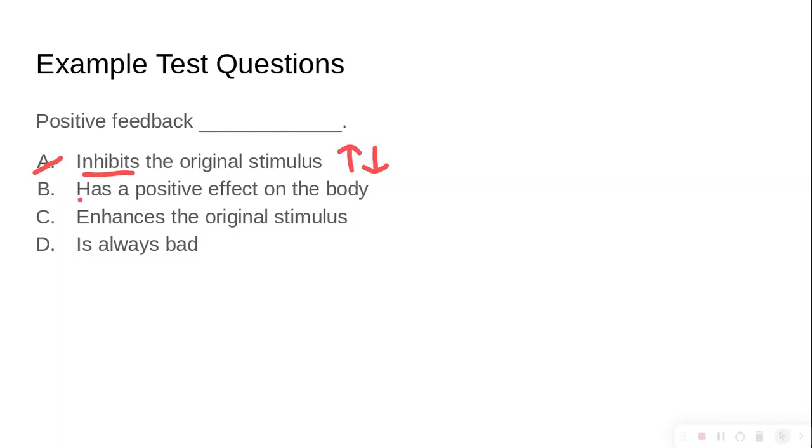Alright, now let's look at B. It has a positive effect on the body. Well, that is usually true, but negative feedback also has a positive effect on the body. So this is not going to be our correct answer.